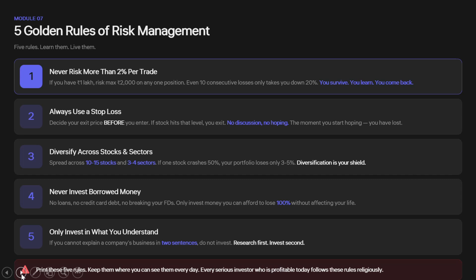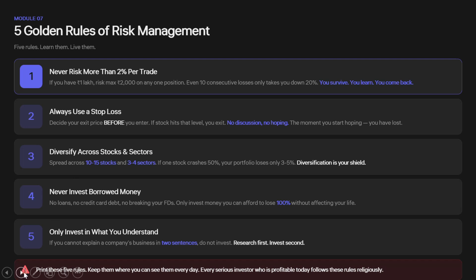There are 5 golden rules of risk management. 5 rules, learn them, live them. Rule number 1 is never risk more than 2% of your total capital on a single trade. If you have 1 lakh rupees, risk a maximum of 2000 on any one position. Even 10 consecutive losses only takes you down 20%. You survive, you learn, you come back.